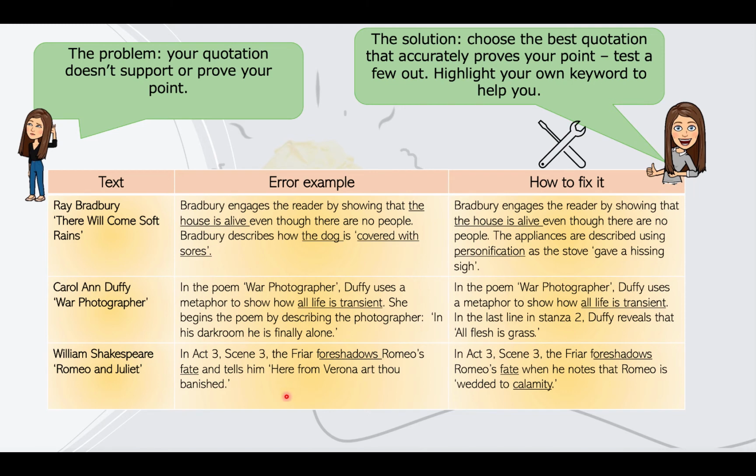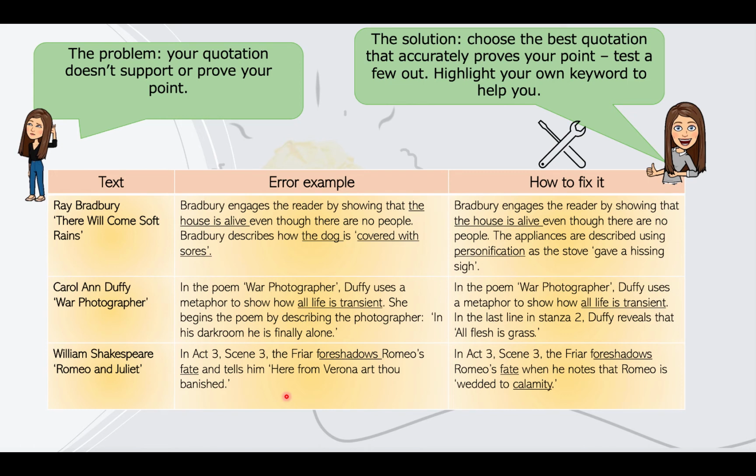And our final example here is from Romeo and Juliet. In Act 3, Scene 3, the friar foreshadows Romeo's fate and tells him, "Here from Verona art thou banished." Now, Romeo is to be banished, and that is a part of his fate. However, it's not really the best quotation to demonstrate Romeo's inevitable fate. So let's have a look at what would have been a better choice.